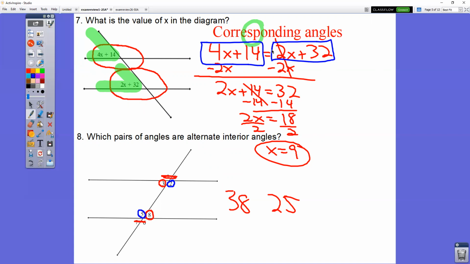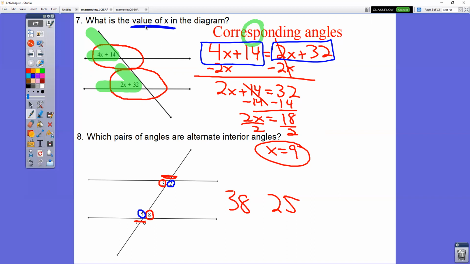Solve this equation for x. Get the letters on the one side by subtracting by 2x, then it becomes a two-step equation, a one-step equation. You get an answer of x equals 9. You do not need to sub it back in because this said, what is the value of x?